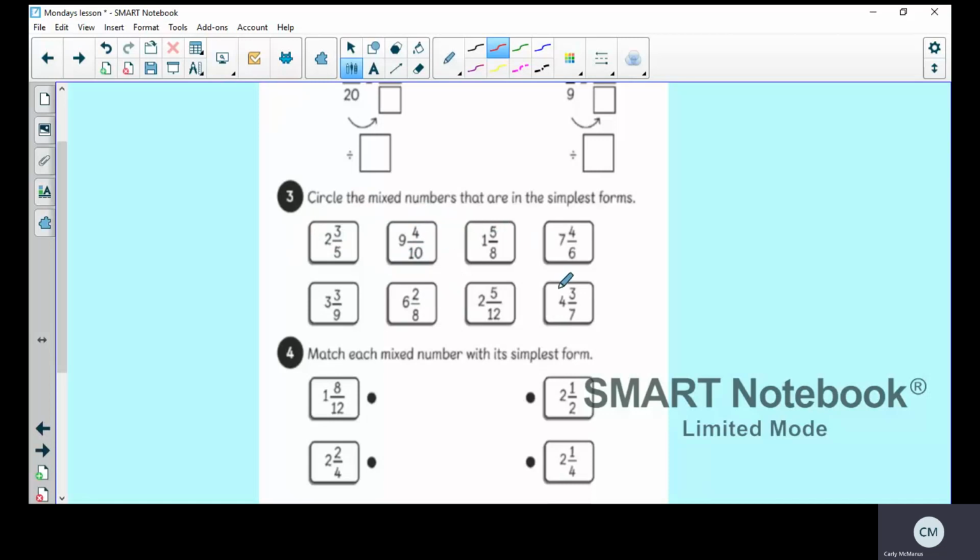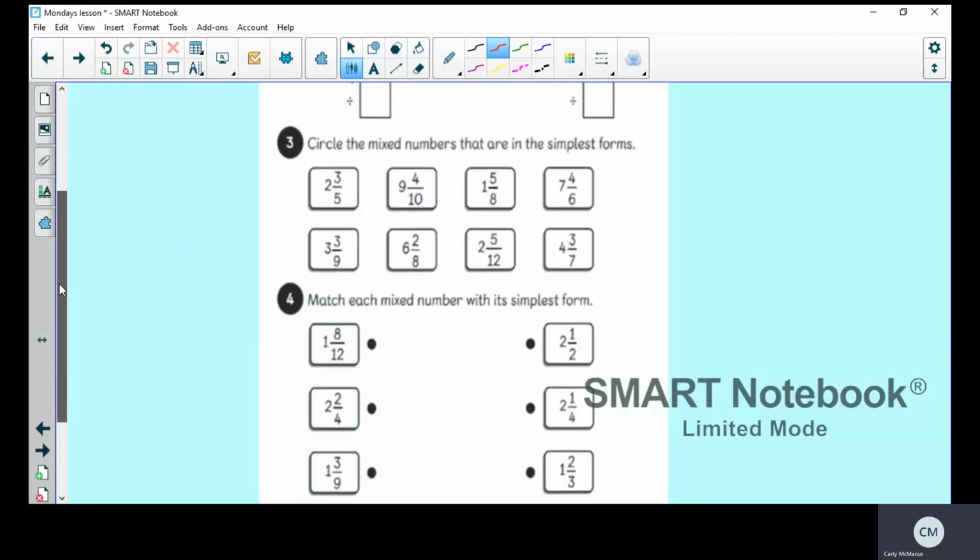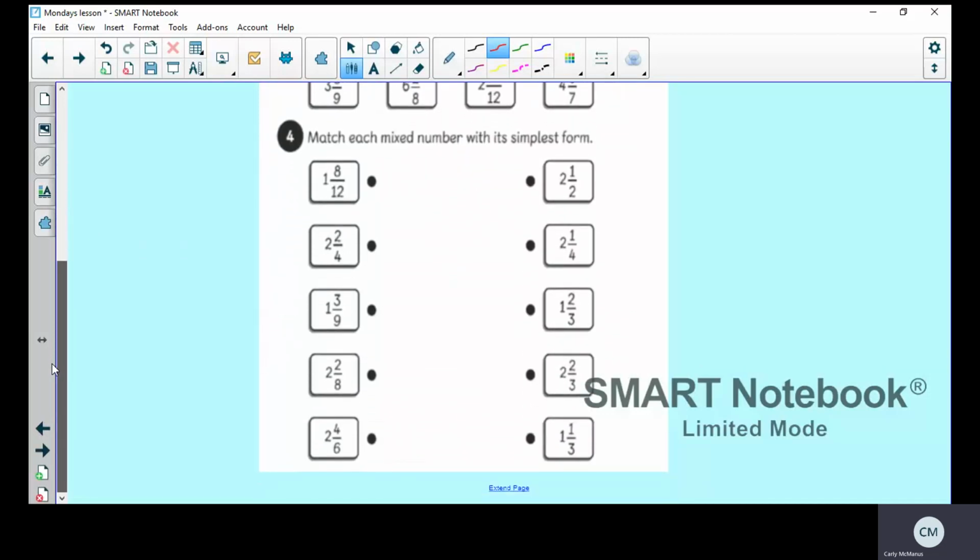So you'd have to go through each one and check whether it could be divided into another fraction. This one here says match the mixed numbers with the simplest form. So here are your mixed number fractions, and you need to match it to the simplest form. So straight away here, if I'm on this one, 1 and 8/12, it's either going to be 1 and 2/3 or 1 and 1/3, because the whole number's 1 and we don't change the whole number, do we? So I need to know, does 8/12 in its simplest form look like 2/3 or 1/3?